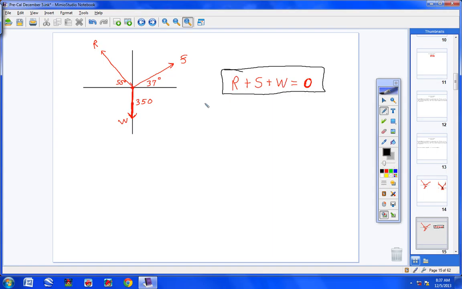We already know what the magnitude of R is, remember? 350, okay? Our goal is so that all 3 vectors, when you add them together, equal 0. And the only way we can do that is if we find the vector R and find the vector S. Okay, students? So that's our goal. All 3 vectors should add up to 0.